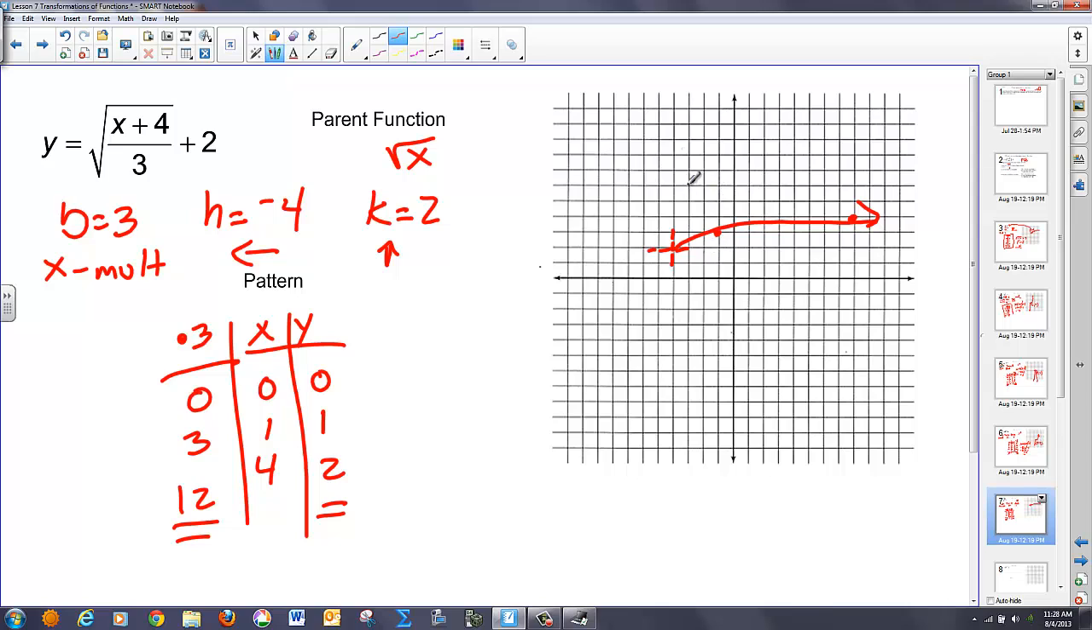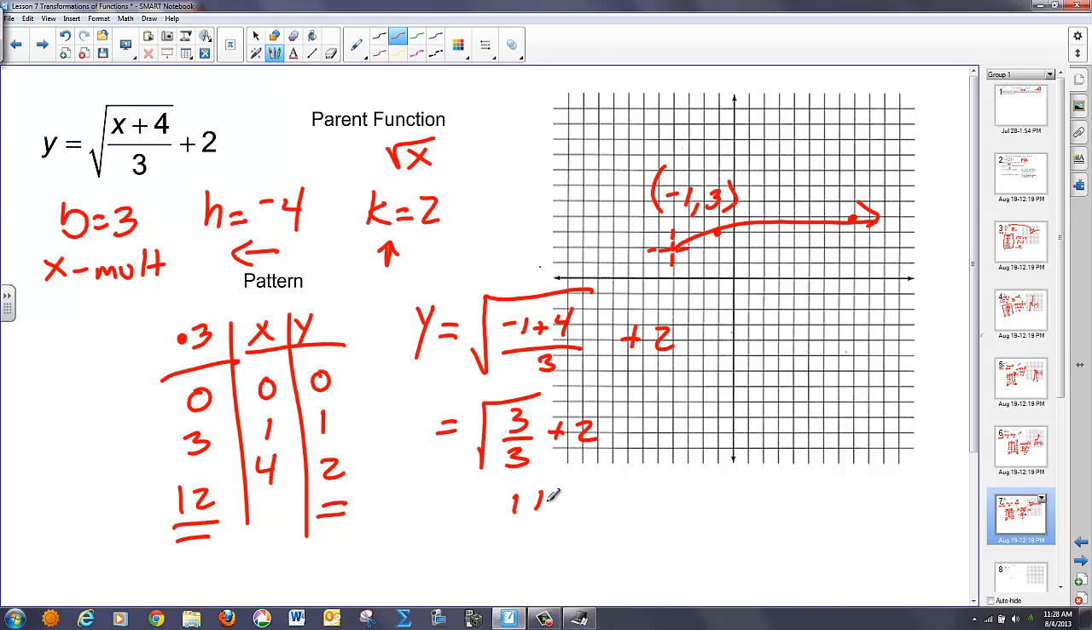So let's pick a point. This is the easier one, probably -1 and 3, and make sure that conforms to our original equation. We have y equaling square root of (-1 plus 4) over 3 plus 2. This gives me 3 over 3 in the radical plus 2, which is 1 plus 2 or 3. So the point -1, 3 conforms to the original function. Thus, I've most likely graphed it correctly.